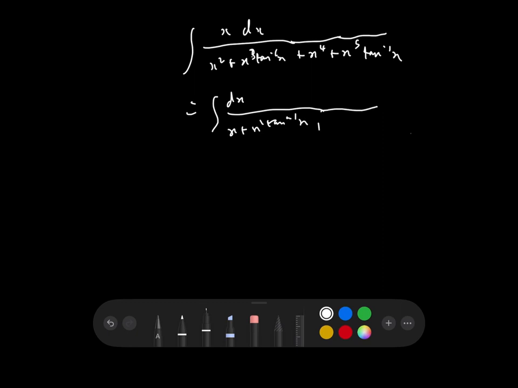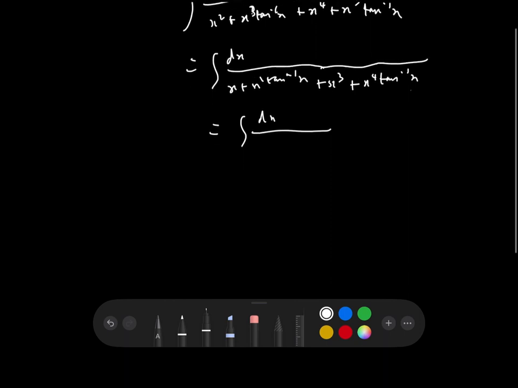x plus x cubed plus x to the 4 arctan x. And now, you notice that all of the even powers of x have an arctan x attached to it, while the odd powers don't. So I think we can try to factorize the denominator by grouping in pairs. So it will become something like this.